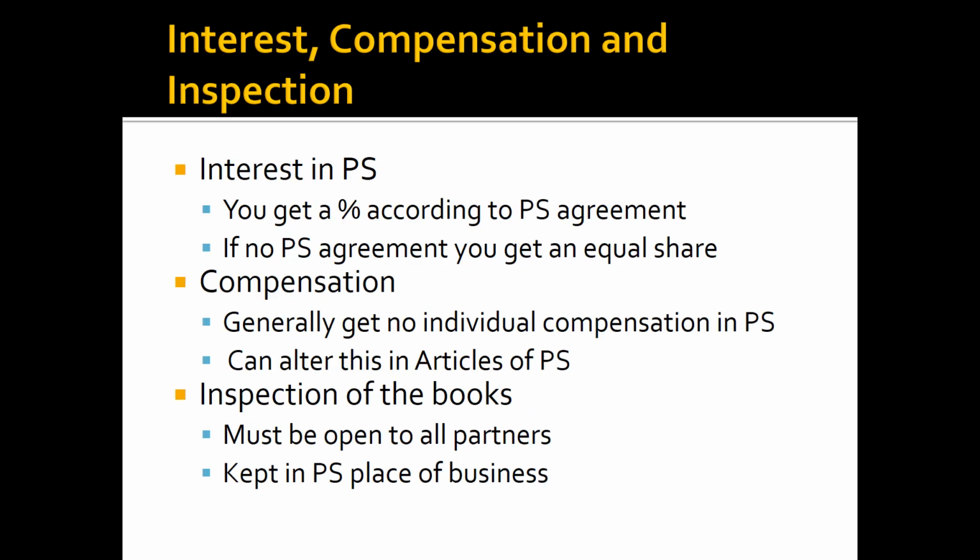All right, now, you do get a percentage interest in the partnership according to your partnership agreement. However, if there's no agreement, you get an equal share. So A contributes $100,000, B contributes nothing, C contributes nothing. The business makes $100,000. Who gets the money? You might say, well, A should get it all. He gave all the money. No. If the partnership agreement is silent, they each get $33,000 and a third.